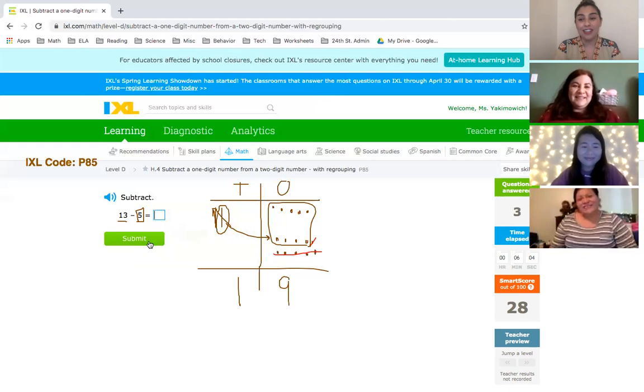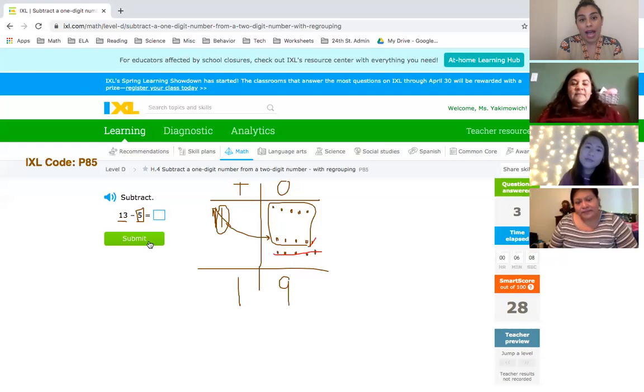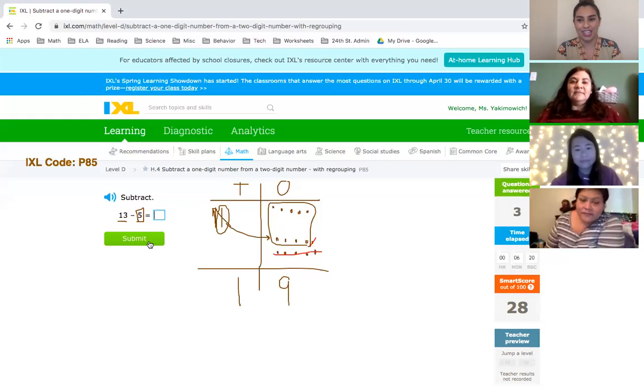But remember, this is not the only way that we can solve these problems. It might be the most efficient, but I want you to try a strategy that you are comfortable with. And if you have a chance to use this strategy to really practice, please do so. And then use a different strategy to check your answer.